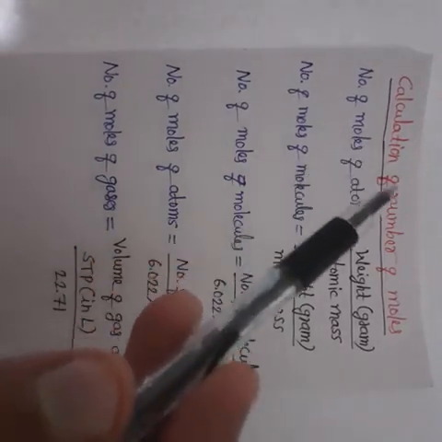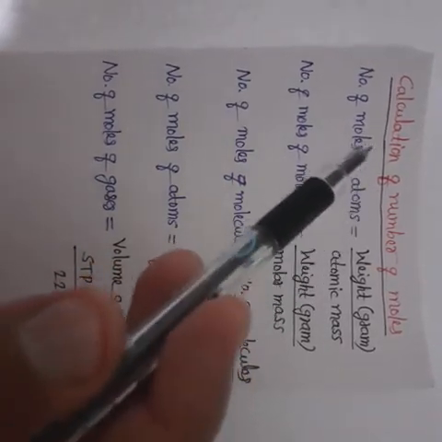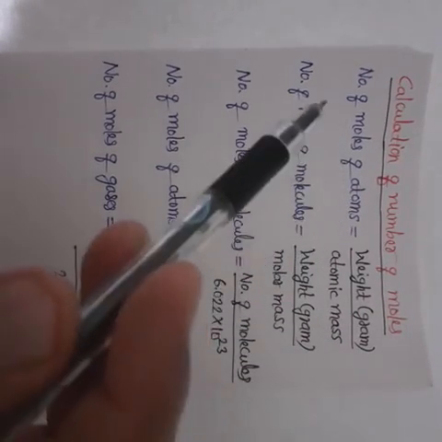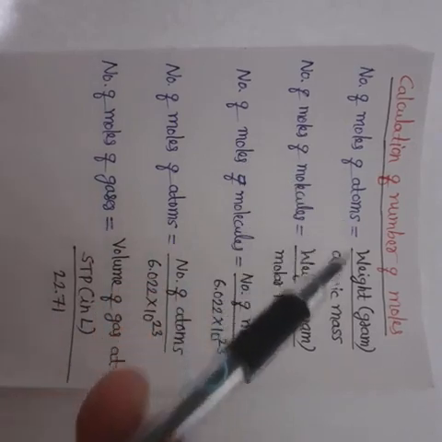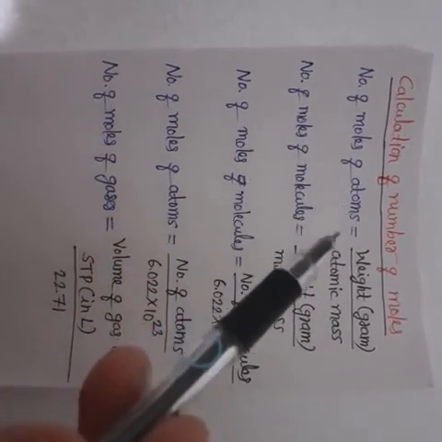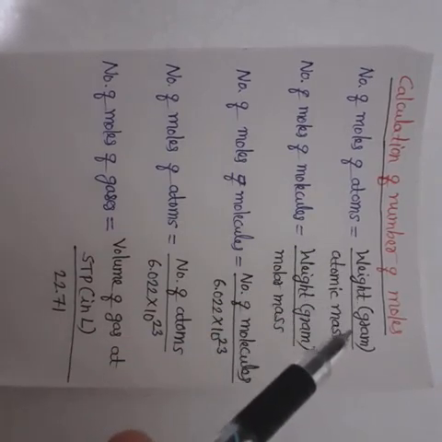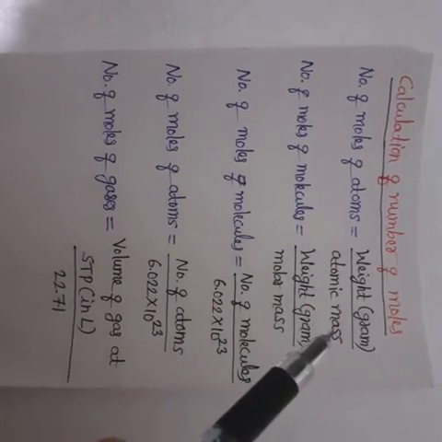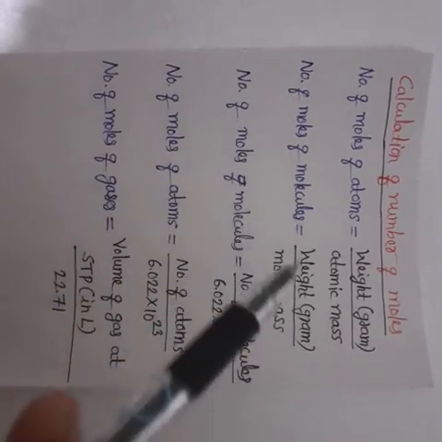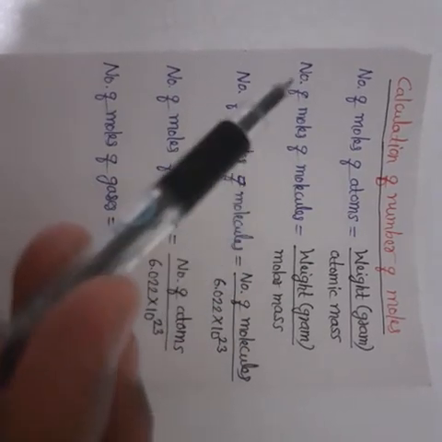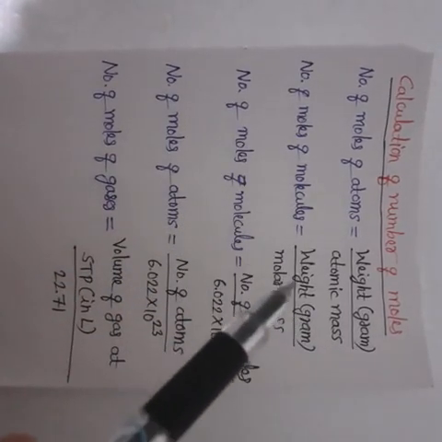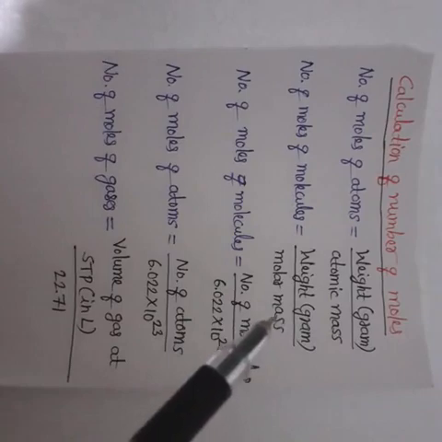Now let us know about different formulae to calculate the number of moles. To calculate the number of moles of atoms, this formula is used. That is, number of moles of atoms is equal to weight in gram divided by atomic mass. To calculate number of moles of molecules, this formula is used. Number of moles of molecules is equal to weight in gram divided by molar mass.